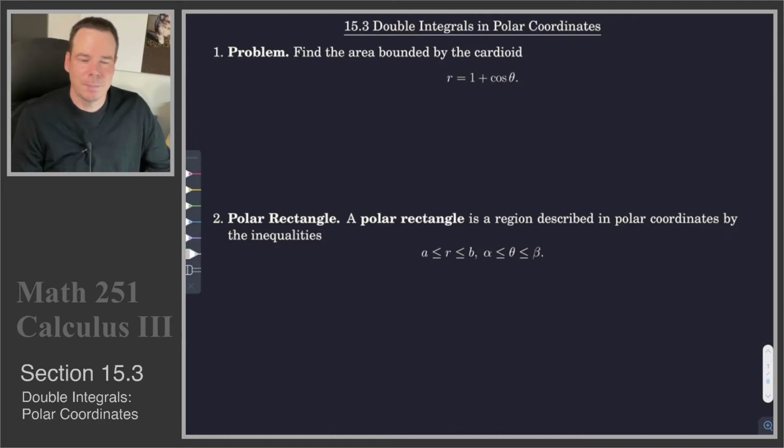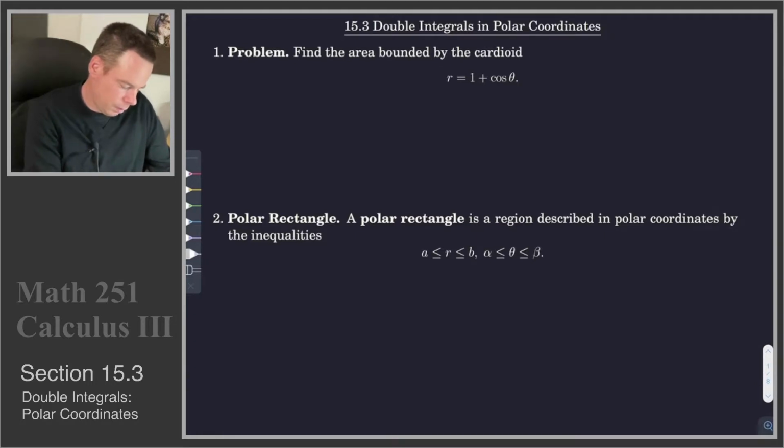Hi everyone, welcome back. In this section we're going to look at double integrals over regions which are described in terms of polar coordinates. So let's look at a problem from Calculus 2 involving polar coordinates. That is, we'll find the area bounded by the cardioid r equals 1 plus cos theta.